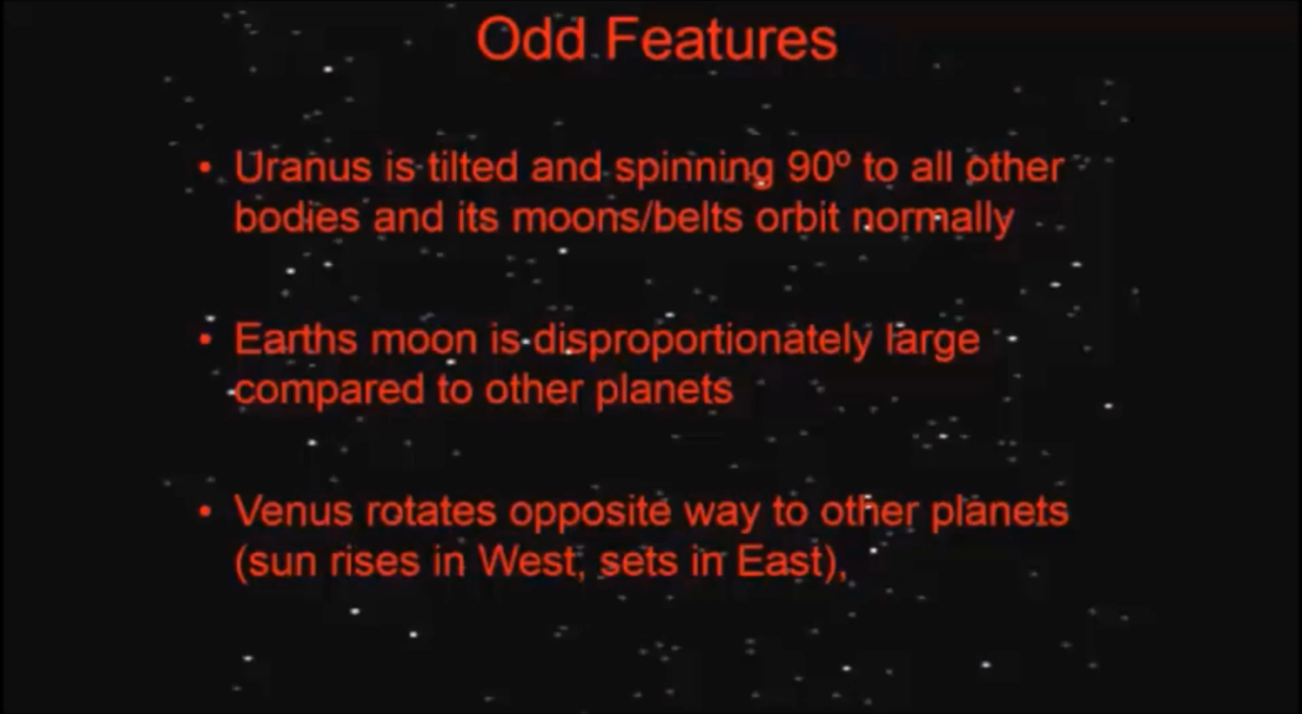And it's relatively easy to say, okay, it got whacked by a big object and it turned it on its side. But that couldn't have happened, because all of its moons and its debris belts are orbiting absolutely normally. It's just that the whole planet is sitting on its side. The other thing we can look at is that Earth's moon is disproportionately large compared to other planets, making it a bit of an oddity in the solar system. And the third thing that's weird is that Venus rotates the opposite way to all the other planets. So the sun rises in the west and sets in the east.